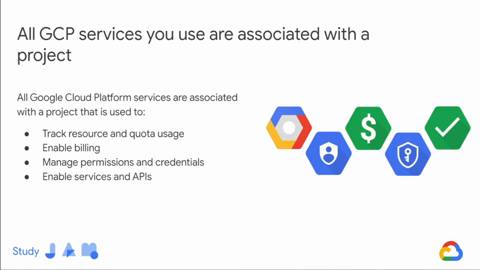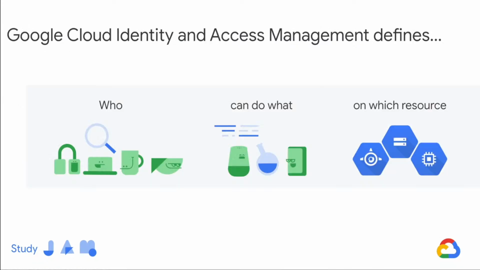All the Google Cloud Platform services are associated with a project that is used to track and manage resources, quota usage, enable billing, manage permissions and credentials, enable services and APIs. Identity and access management, the can-do part is defined by an IAM role.